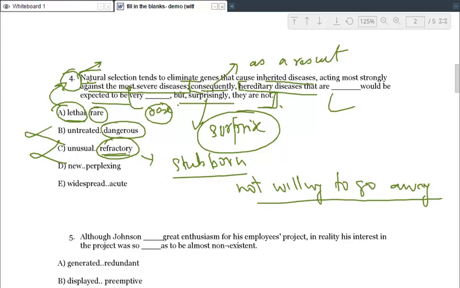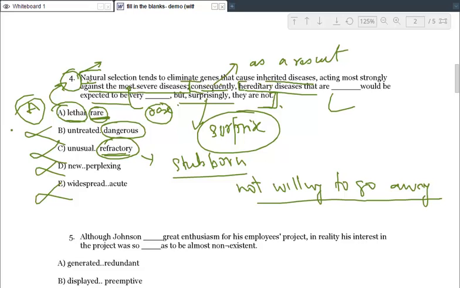If natural selection is eliminating, that means you would be expecting those diseases to be rare. Because the disease is very dangerous, natural selection tends to eliminate those genes, and therefore you would expect it to be rare, correct? People, yes or no? Are we clear about it? If natural selection will eliminate the disease, then your expectation should be that the disease would be rare, right? Not dangerous. So how can you say perplexing, acute? They all go out. A is the right choice. Straight away.